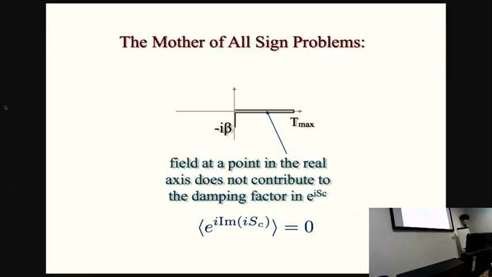Now, this is the worst sign problem there is. Just 1 minute, I'll finish. Because if you are at one point right here, and you do some Metropolis, and you change the value of the field at that point, the real part of the action, meaning i times the action, doesn't change at all. So there is no damping. So you compute this sign, you don't get a sign that's exponentially small. You get zero, exactly zero.